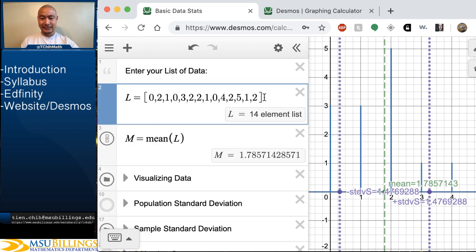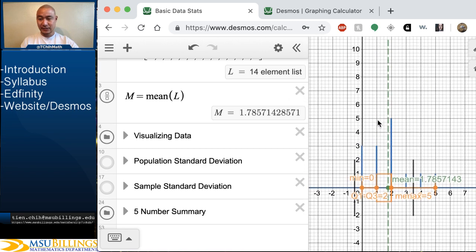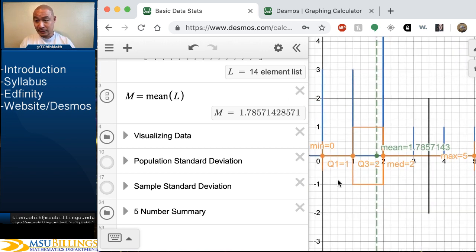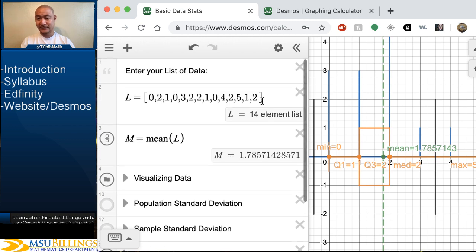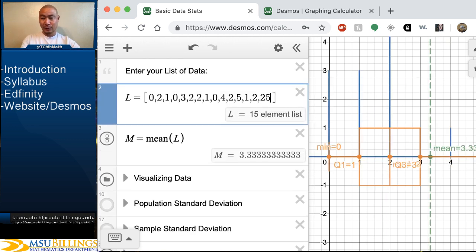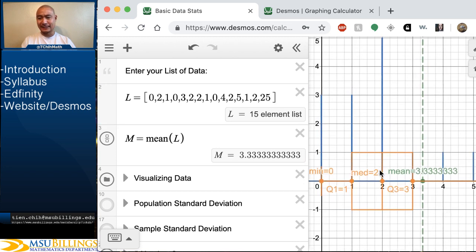On the other hand, if instead of looking at the standard deviation, I look at my 5-number summary, here's my Q1 is 1, and my median and Q3 are both 2 in this case. If I throw in my 25, that bumps my Q3 up to 3. That's not really a very big difference, right? And my median is still 2. So let's take a look again.